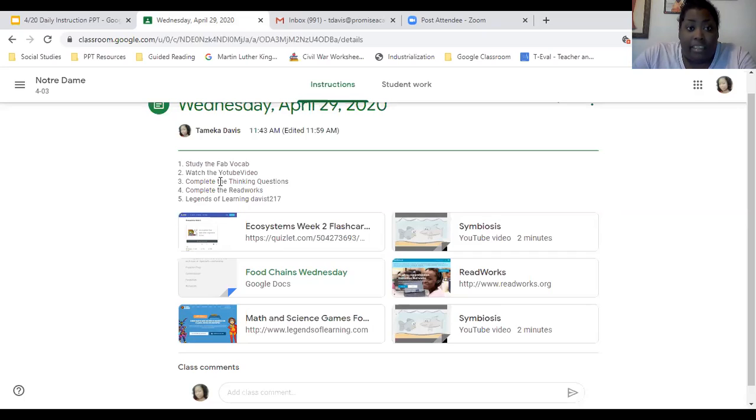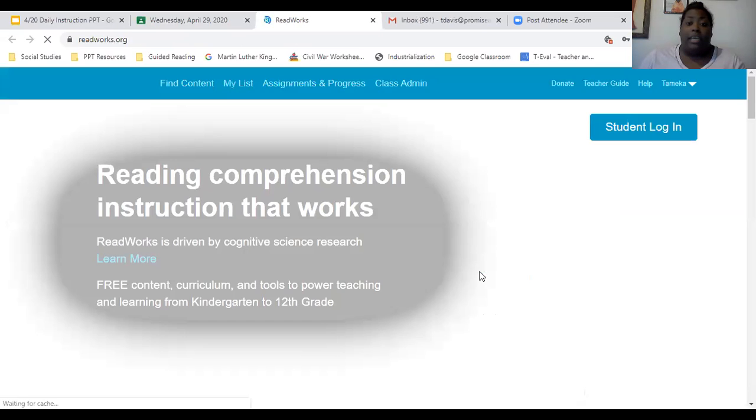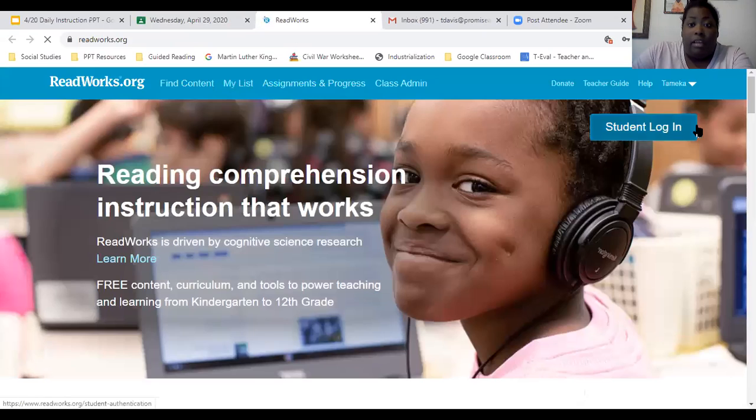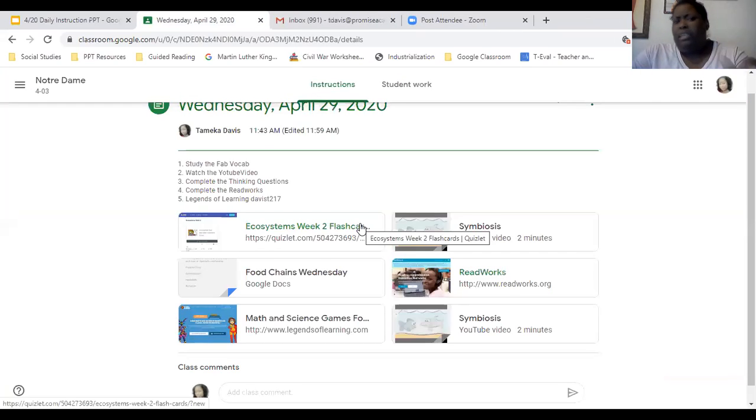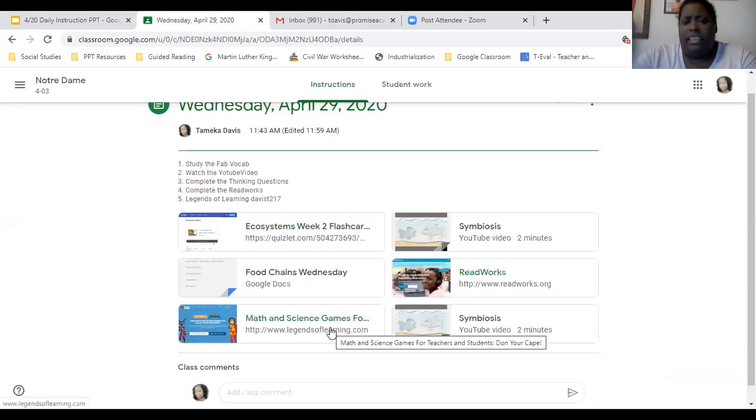After that, that's number 3, complete the thinking questions. Number 4, you're going to log into ReadWorks. And when you log into ReadWorks, you're going to sign in as a student with your Promise Academy username and password. Here where it says student login, I'm not going to log in because I'm not on the student side. However, you can log in, read the passage from yesterday, and then complete the answers. Once you get to the very bottom of the questions, touch submit. It's gray. And then go back to Google Classroom. I think that is 10 points. I have to look at the sheet.